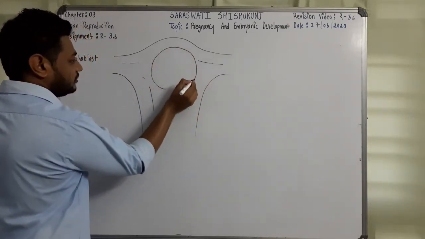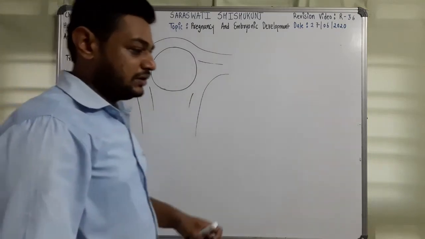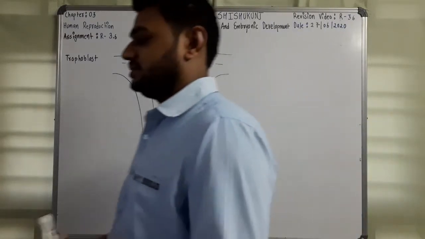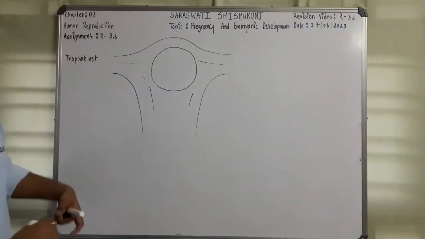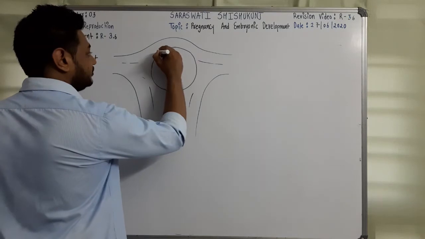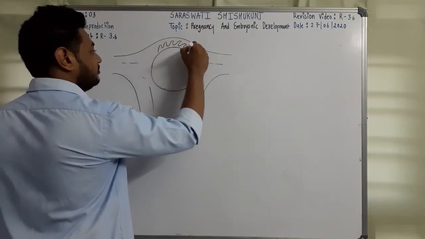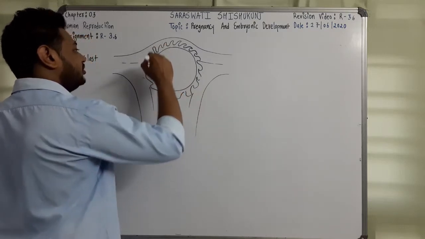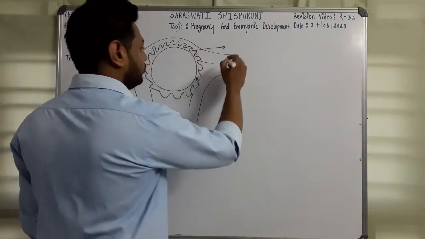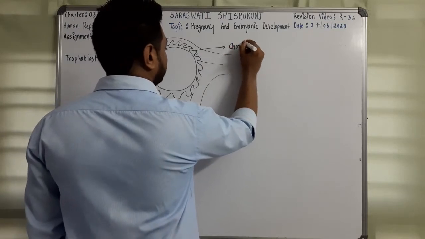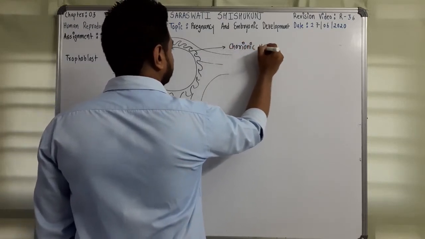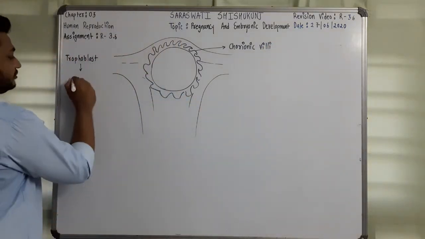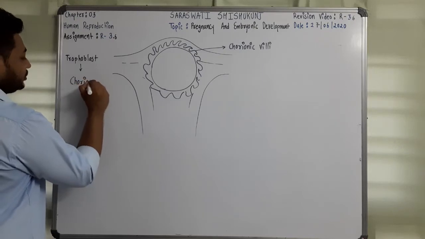Now, how the embryonic development undergoes and what are the changes which occur in the embryo. The outer layer, that is the trophoblastic layer, develops finger-like projections which are referred to as chorionic villi. Okay, chorionic villi.